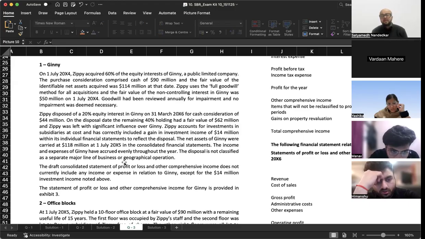Now tell me, this is a situation of part disposal, correct? Yes, sir. Okay. Now, what is the fair value of net assets on 1st of July 2004?